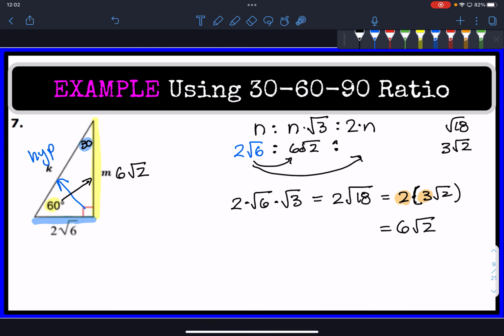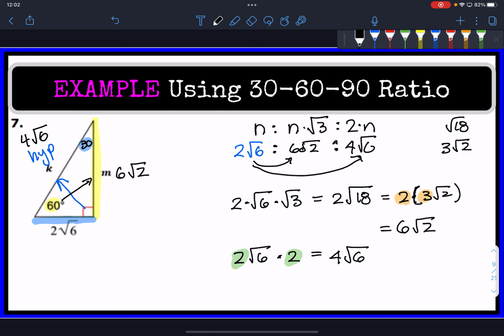And now to figure out the side that's opposite of the 90, I'm going to multiply this one by 2. So 2 times the square root of 6 times 2 multiplies the 2 with this 2, which is 4. So 4 times the square root of 6. So across the 90-degree angle, we have 4 times the square root of 6. And that's this side right here. So k is equal to 4 square root of 6, and m is equal to 6 square root of 2.